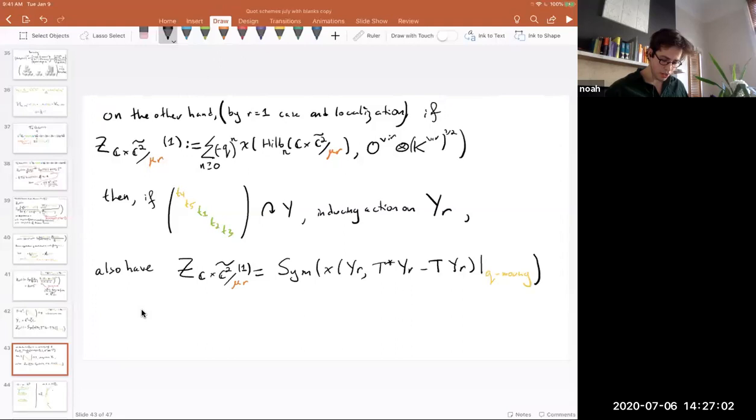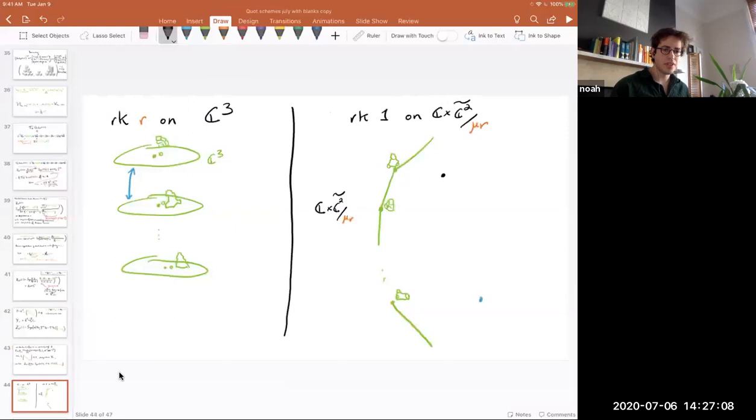So how do the fixed points look in each case? If I look at rank R quotients on C3, what I have are R copies of C3, and there's some interaction between them. So I get R different partitions, these pi 1 through pi R, and there's some kind of interaction between these partitions that's mediated by the torus, this A torus, these variables A1 through AR.